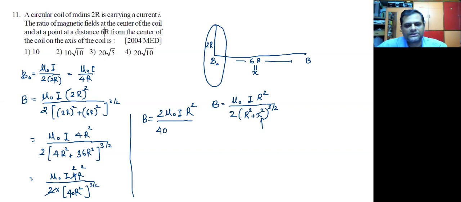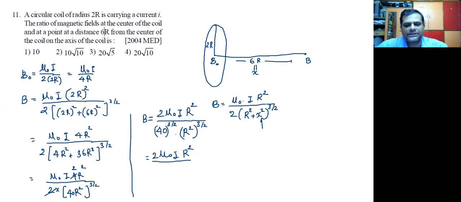So just keep it as it is, 40 raised to 3 by 2 into r square the whole raised to 3 by 2 as it is, okay. And now if we just simplify this further, then we get mu naught into 2 into I into r square, and that is to be divided by 40 raised to 3 by 2. 40 raised to 3 by 2 का मतलब क्या होता है, 40 का क्यूब और उसका स्क्वायर रूट. So we can also write it as square root of 40 और उसका cube.